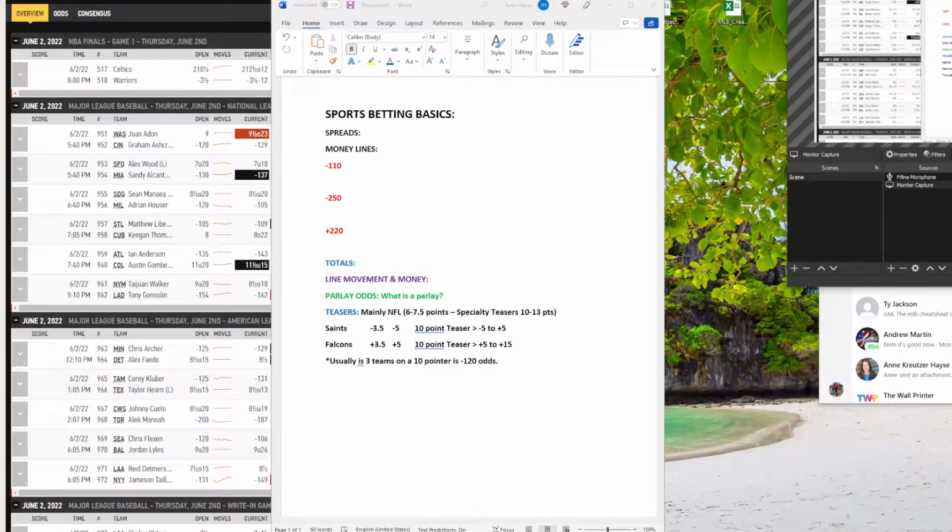Today we are going to do some sports betting basics. We're going to call this Sports Betting 101. Today is June 2nd, 2022, and as sports betting becomes legal across the United States, more and more people are going to want to know how to sports bet.